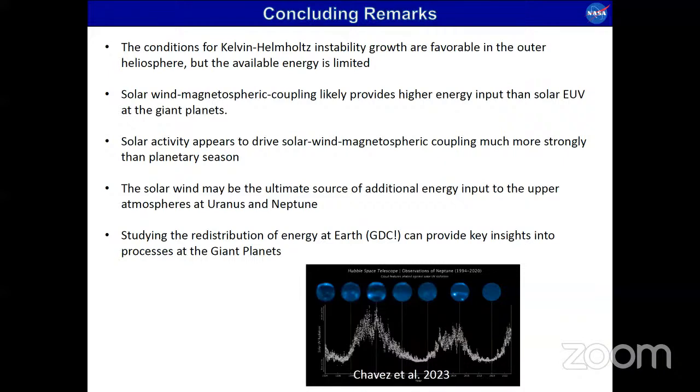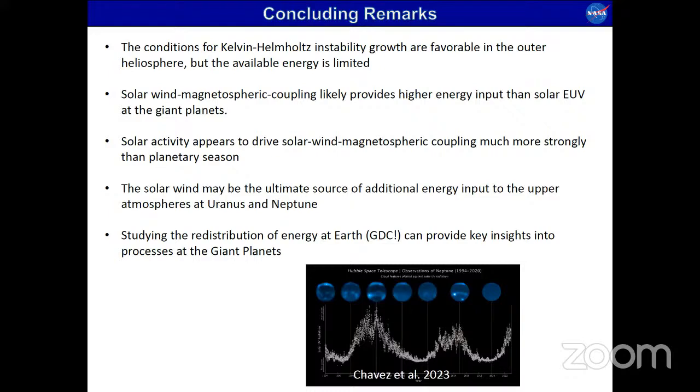And one thing that this type of analysis gets us is a suggestion that the solar wind might be the source of that energy needed at Uranus and Neptune. And when we study these processes, in particular the connection between how much energy you can get in, the pathways for that to actually get to the thermosphere, and how that can get redistributed, it is really important to study at Earth, like at GDC, and also at the other planets.